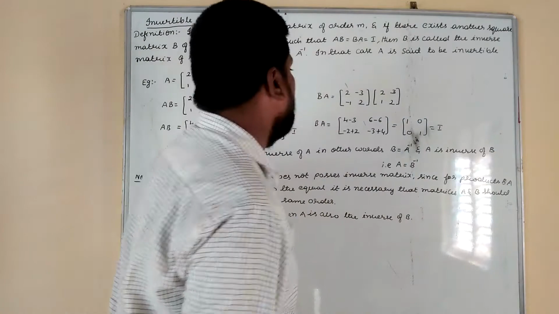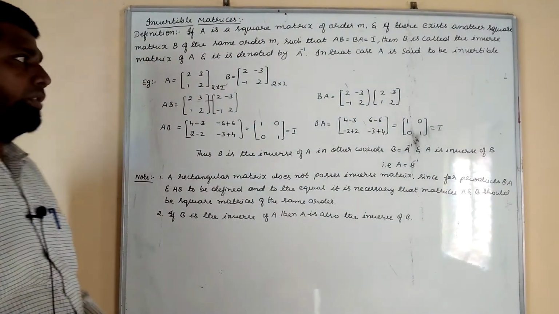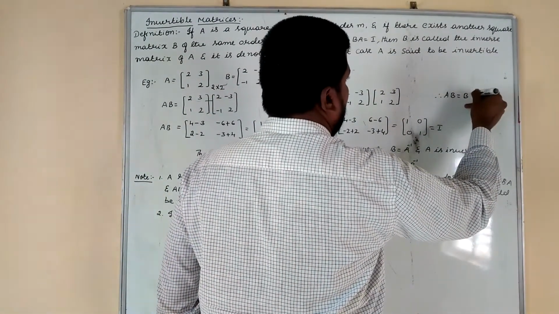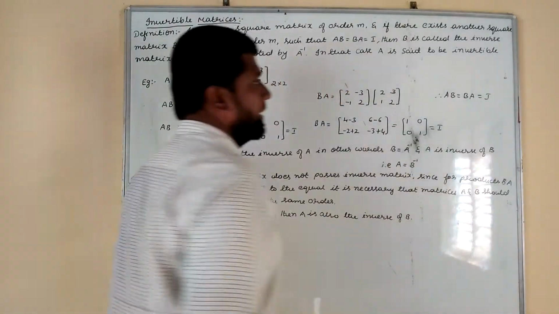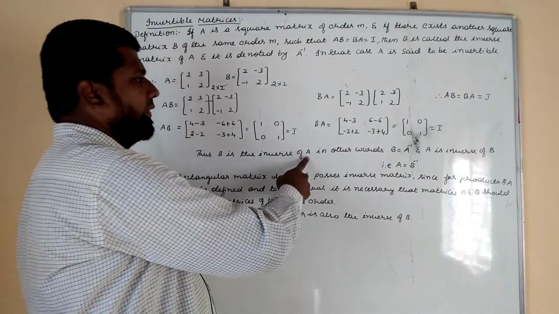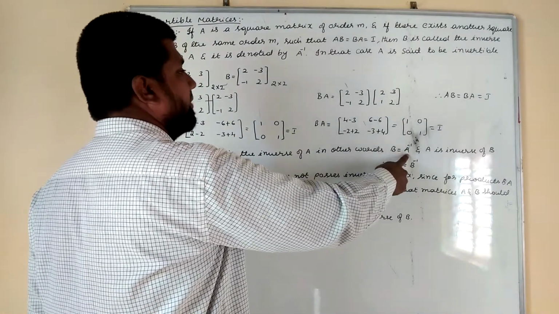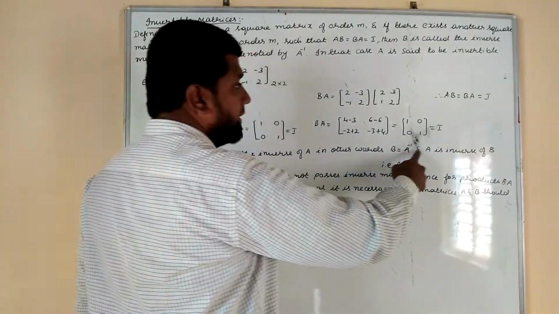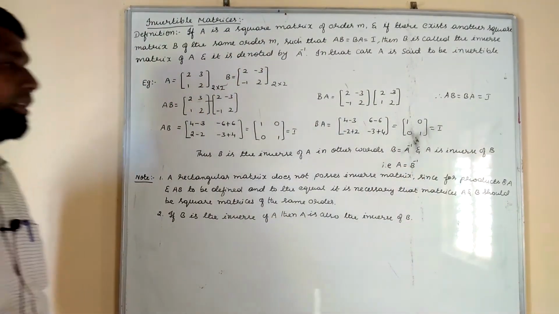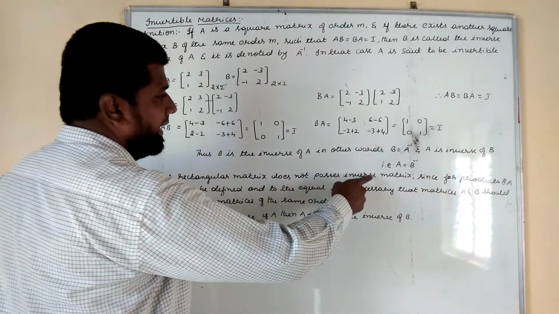We are getting I. So therefore, we can say that AB is equal to BA is equal to I, which is nothing but the identity matrix. So thus B is the inverse of A. In other words, B is equal to A to the power of minus 1. A to the power of minus 1 is nothing but A inverse, and A is the inverse of B, that is, A is equal to B inverse. So you have to note down two points. A rectangular matrix does not possess an inverse matrix.